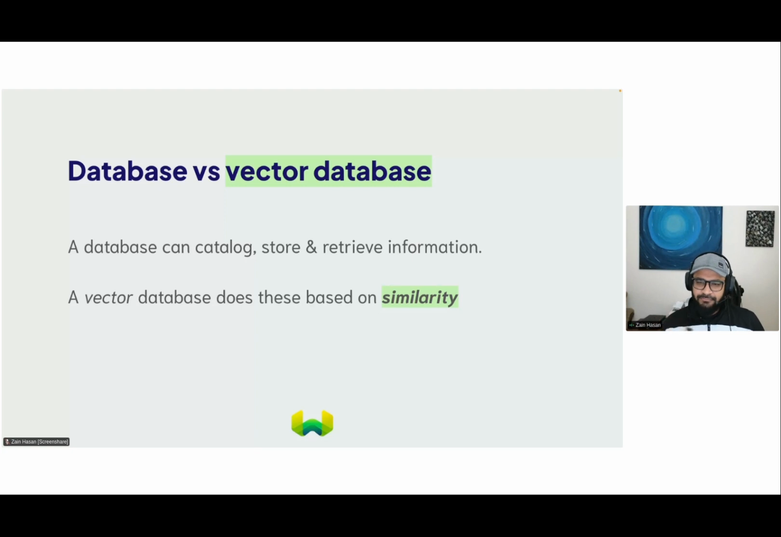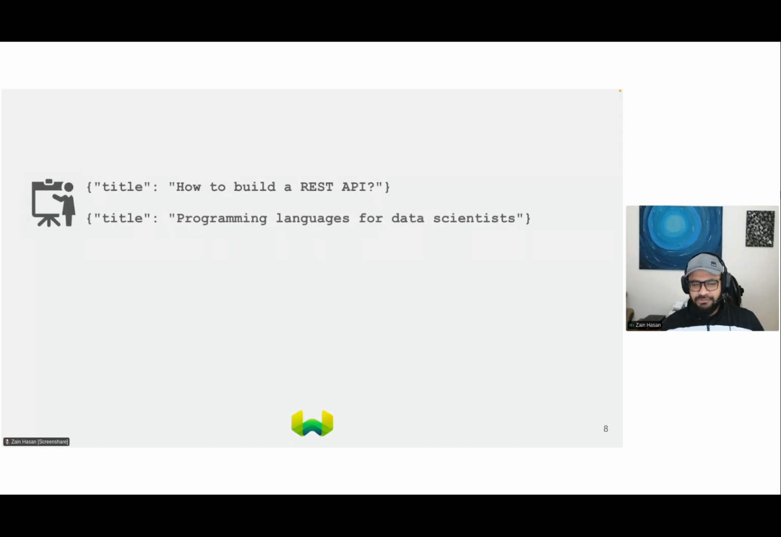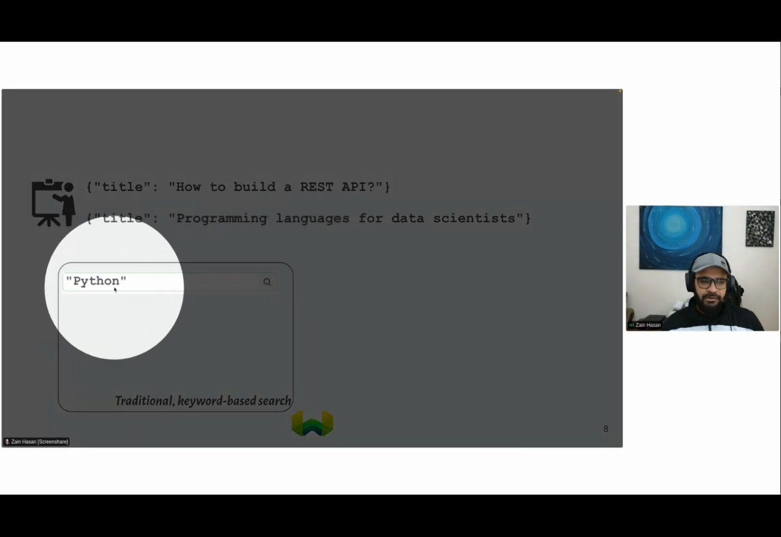And so this is still a bit fuzzy. The idea of similarity is not one that's easy to understand, right? So I'm going to give you another example of how this works. Imagine you've got a very small database, just for understanding purposes, with only two things in it: an article about how to build a REST API, and another article about programming languages for data scientists. Okay? Now imagine these two articles are in a traditional keyword search database, and a user comes in and searches for the word Python in the search bar.